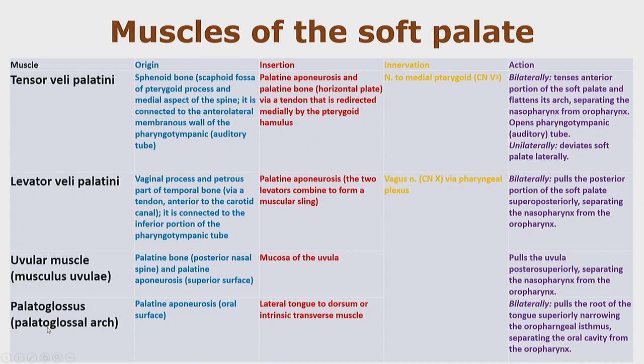So this is a table, except for the palatopharyngeus muscle, showing you the names of the muscles of the soft palate. About the palatopharyngeal muscle we are going to discuss also. Those are the origin, those are the insertion, and here are the innervation and the function. As you see, the tensor veli palatini, levator veli palatini, and musculus uvulae, these three muscles have the function of separating the nasopharynx from the oropharynx.